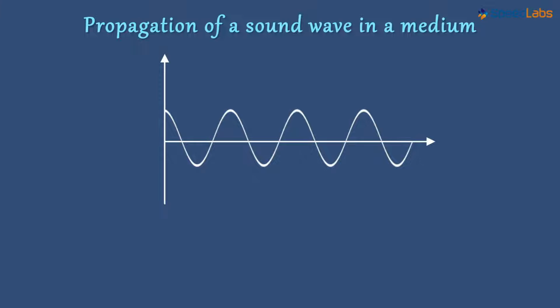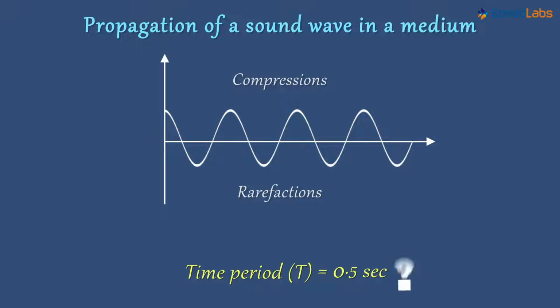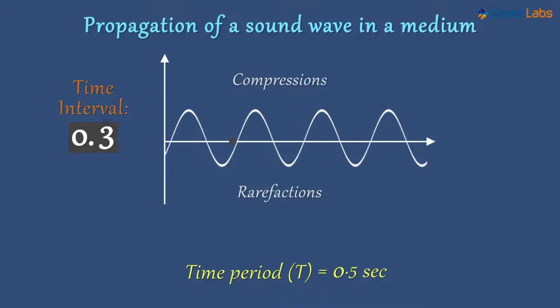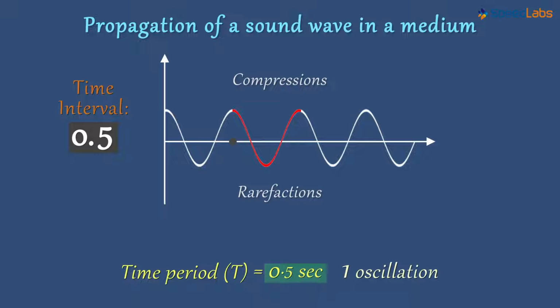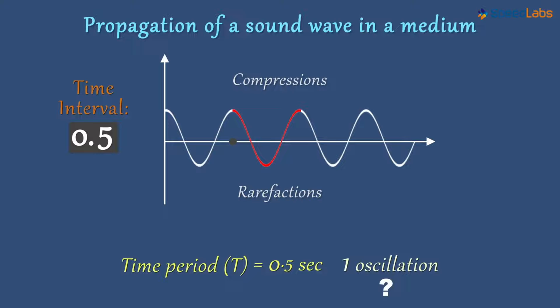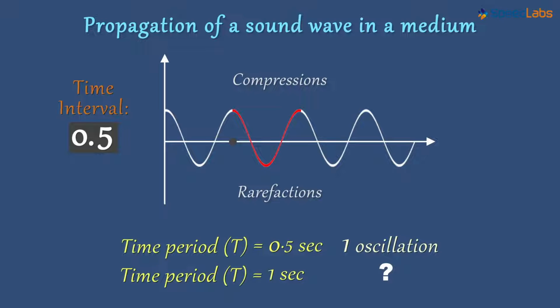Sound propagates through a medium in the form of high-pressure regions called compressions and low-pressure regions called rarefactions. Let's say the time period of a sound wave is 0.5 seconds. What does it mean? It means that the time required for a sound wave to complete one oscillation is 0.5 seconds. How many oscillations will be completed in 1 second? It's simple logic. If it takes 0.5 seconds, that is half a second, to complete one oscillation, then 2 oscillations will be completed in 1 second.